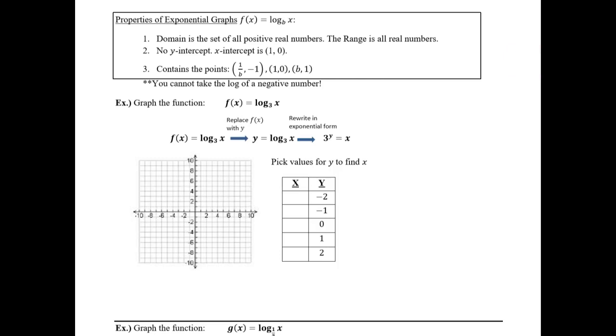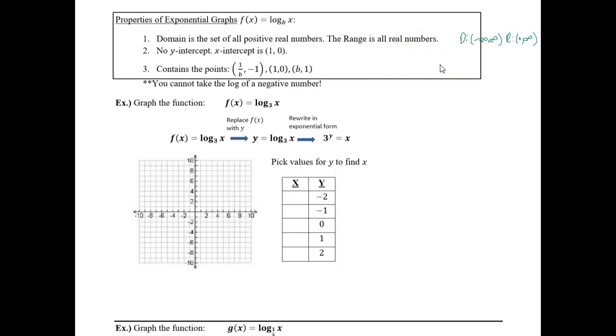So let's recap real quick. Back when we did exponential functions, remember with an exponential function, the domain was negative infinity to infinity, so all reals, and the range was the set of all positive real numbers. Notice that with the log, it's the opposite. The domain is all positive real numbers, and the range is everything.